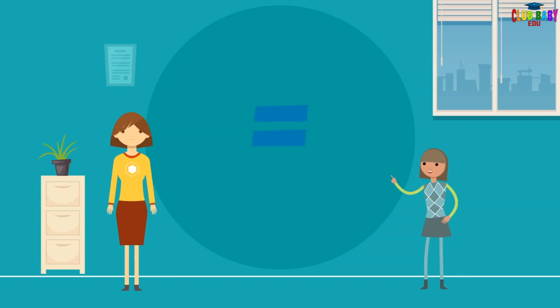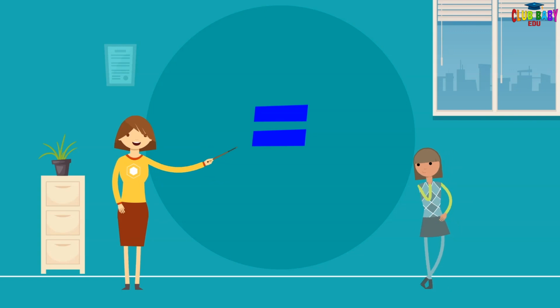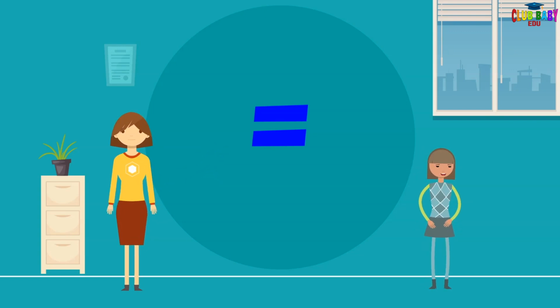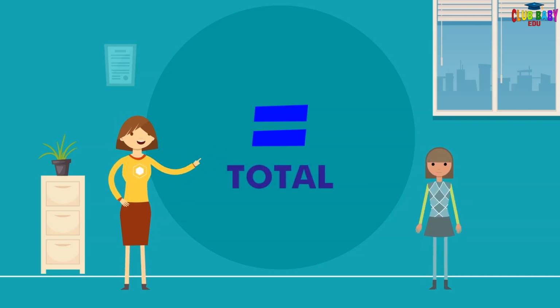But teacher, I don't remember what the name was for the sign in math. It's called equal. Please repeat after me. Equal. Equal means the total that we are left with.